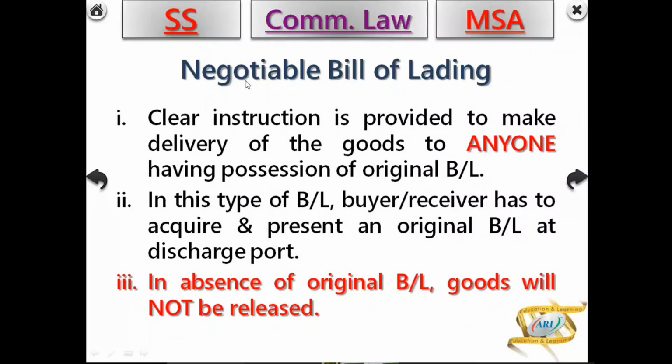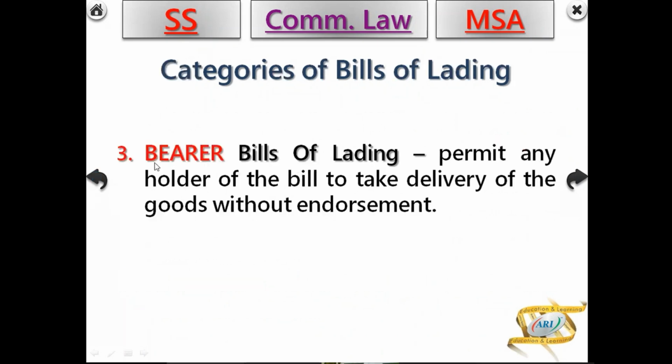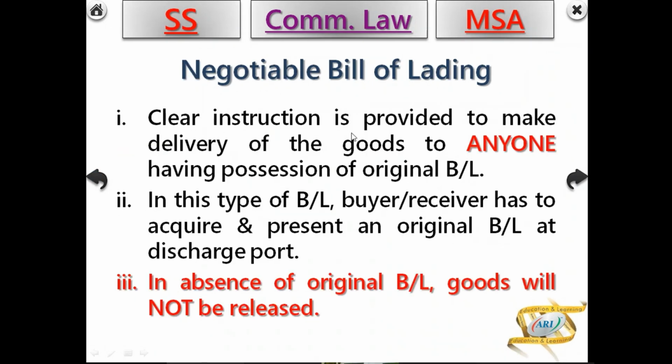Negotiable bill of lading comes in the category of bearer bill of lading, which is provided to make the delivery of goods to anyone having possession of the original bill. So the bottom line is having in possession the original set of bill of lading. If you don't have that, well, you hang yourself upside down, the cargo will not be delivered to you without an original BL at the discharge port. Then this is negotiable. What is being negotiated? The document of title. The title is being negotiated.